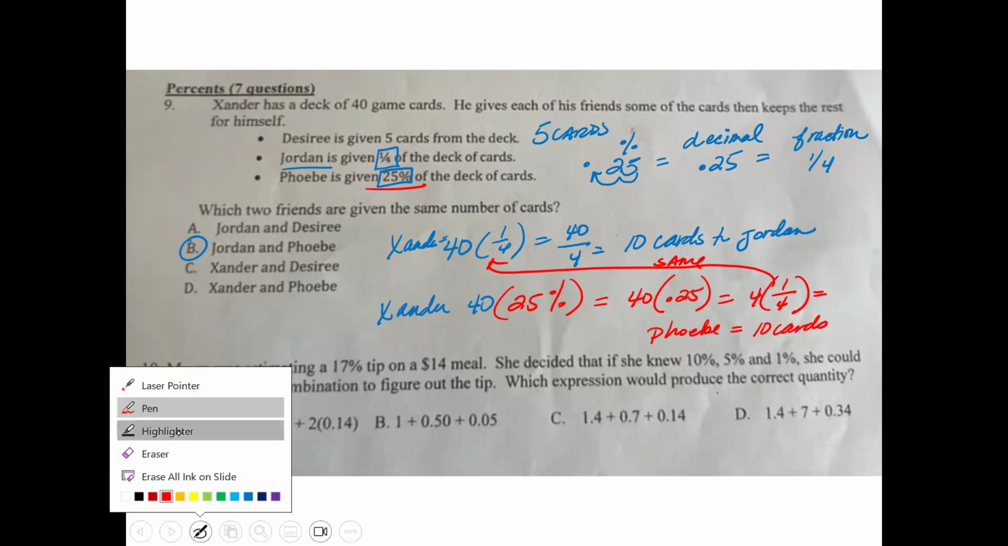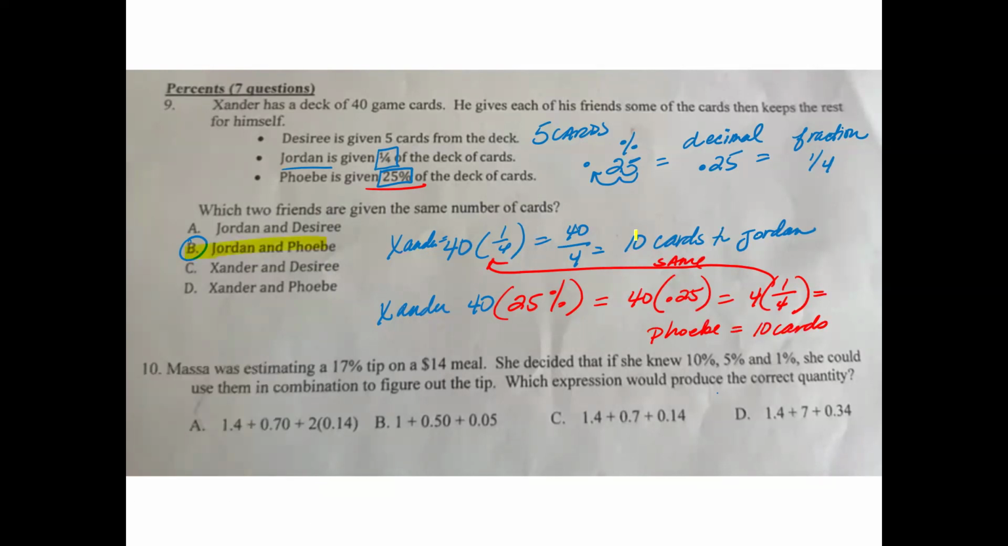So you need to make sure you write that down. Okay? 10 cards for Jordan, 10 cards for Phoebe. Do you understand? Does this make sense? Okay.